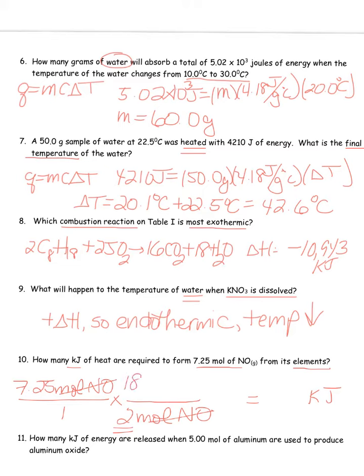So again, very important that you use the coefficient from the balanced chemical equation because that's what the kilojoule amount goes with. When we look at our delta H for that reaction, we're going to see 182.6 kilojoules. So since I'm where I want to be, I'm ready to do the math. 7.25 times 182.6 divided by 2 is going to give me 661 kilojoules.